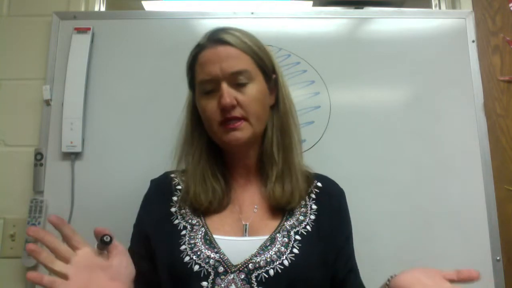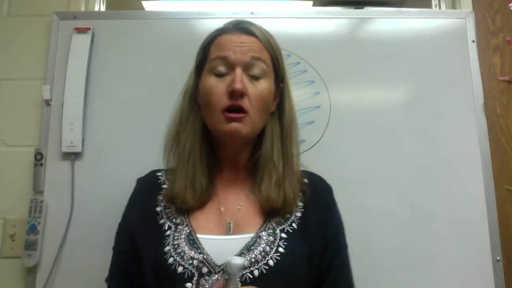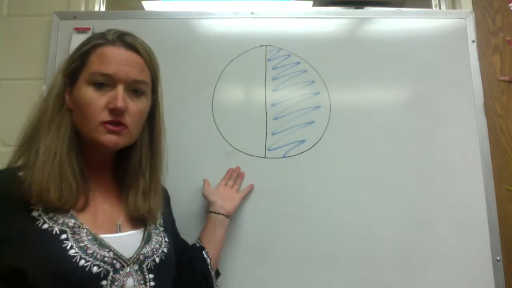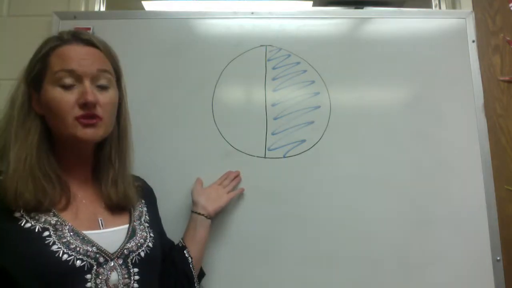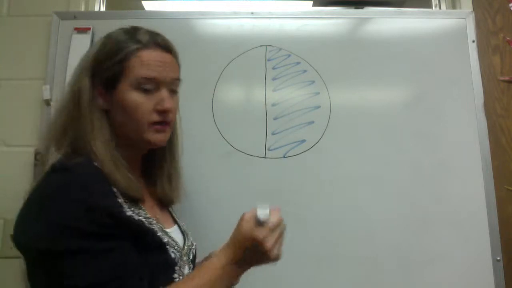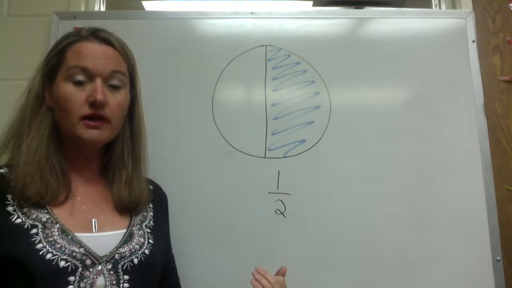We're going to go ahead and talk about equivalent fractions. That's just a fancy way of saying fractions that represent the same amount, just written differently. If you look here, I have a circle. What fraction of the circle is shaded in? Well, 1 out of 2 pieces, so a half. That's one way of writing this amount.